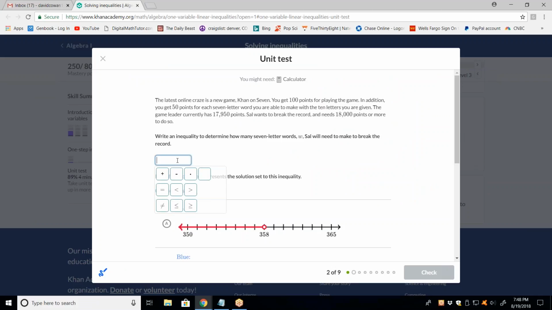So 100 plus 50W. He wants to break the record? I guess I could say greater than 17,950, right? Or I could say greater than or equal to 18,000. They're both the same. So let's use the greater than or equal, because they specifically have said that.